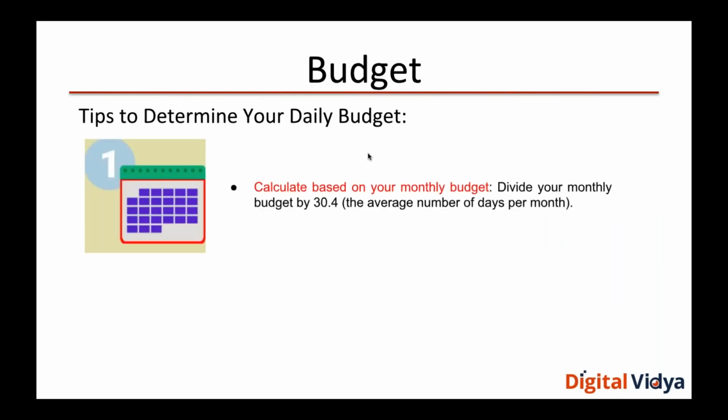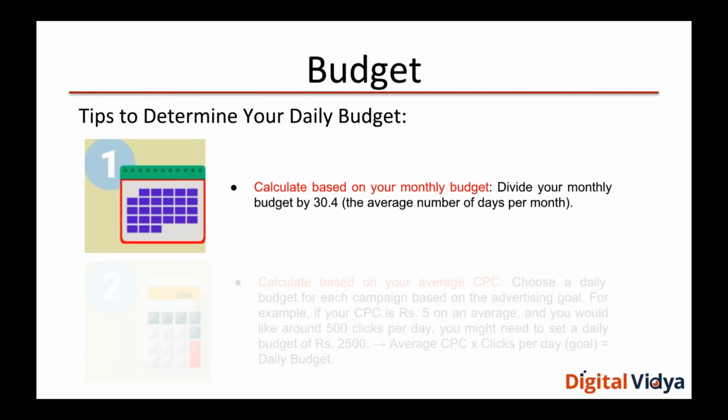Now, there are certain tips to determine how to set your daily budget. One is you can first calculate what is your monthly budget. So if I have a sense of the amount I want to spend on a monthly basis on my campaign, I just need to divide it by 30.4 to arrive at the daily budget. 30.4 is the average number of days in a month. Is this clear? So if you have a monthly budget in mind, just divide by 30.4, and put the figure that you get as the daily budget in the campaign setting.